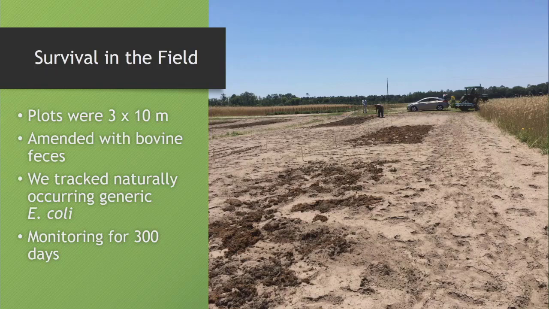So then some other work, they've been doing this work in the lab, now they're taking it out to the field, and so they created these little plots that were about 3 by 10 meters, and they amended them with cow manure. They then were tracking the naturally occurring generic E. coli that they knew was coming from that cow manure. So they knew how much they were starting out with, and they were tracking how long it survived, and they monitored it for 300 days. So for 300 days, a poor graduate student was going out to these plots and collecting samples in this poop-amended field.